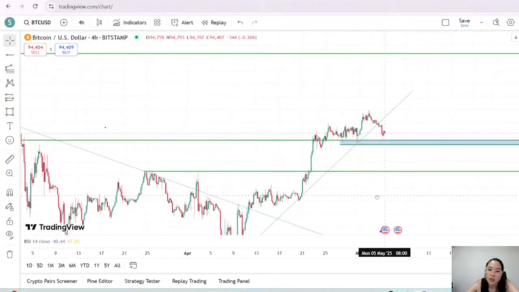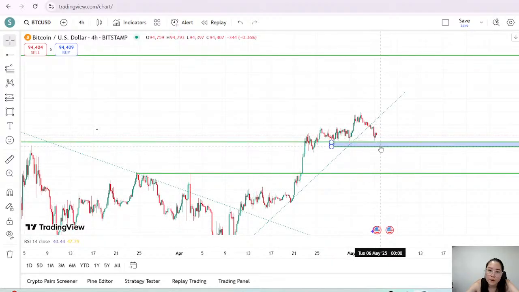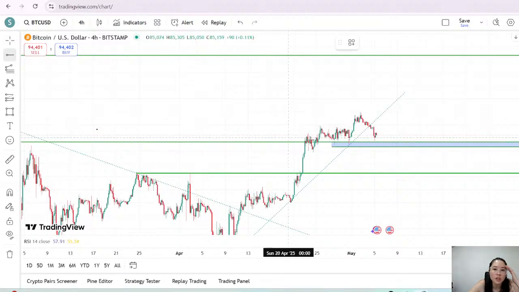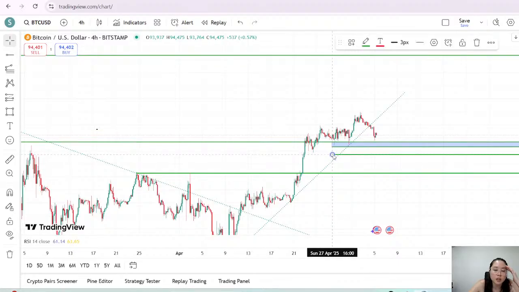If this is our possible entry, price comes here and it just so happens to nicely respect this zone, I would consider a buy in this area. But we need to see other indicators. We need more confirmation. The thing about this is that I now have an idea of where my entry is. I have an idea of where my stop loss is going to be. My stop loss is going to be right below this area.